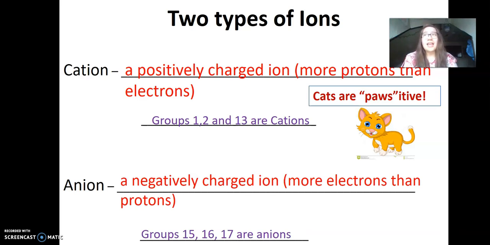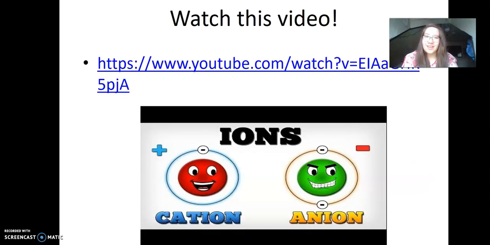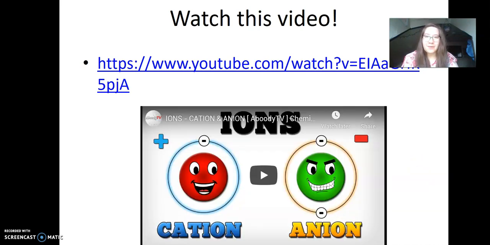And whether or not an atom will gain or lose electrons depends on how close they are to that valence shell again. So you'll remember for some atoms it's a lot easier to gain a couple of electrons to have the full outer shell. For some of them it's a lot easier to lose. The way I remember cation versus anion is that cats are positive. So cations have that positive charge. There's a quick video to watch, very short, but explains it pretty well.